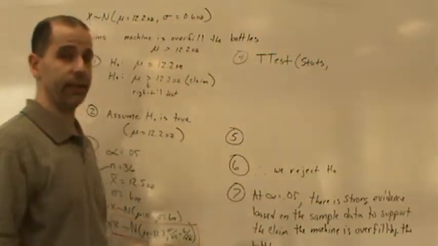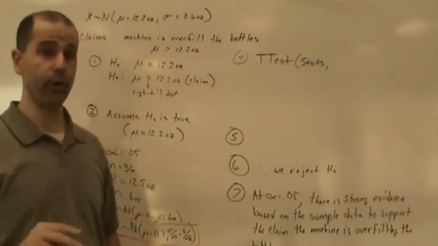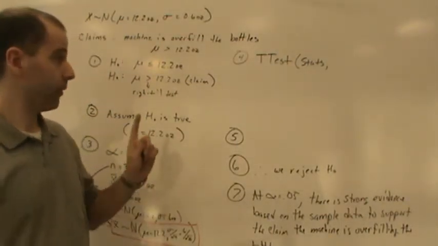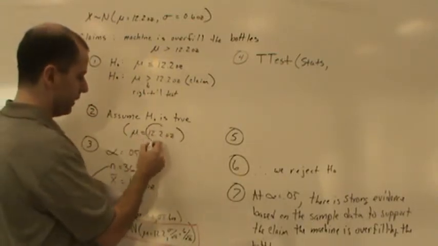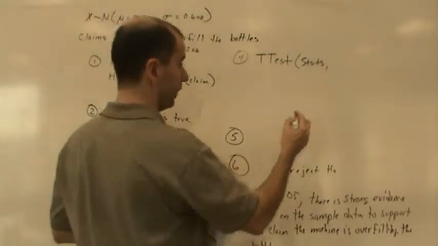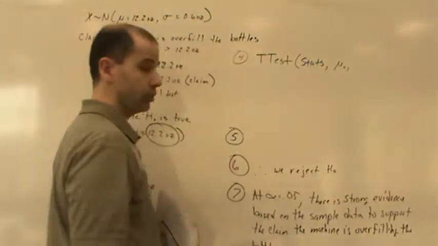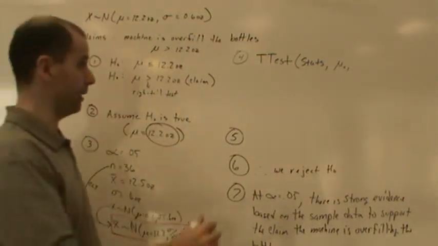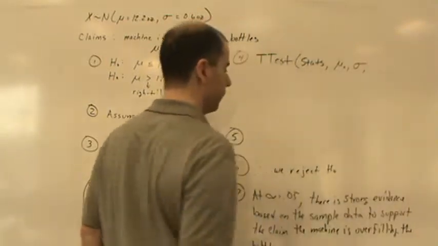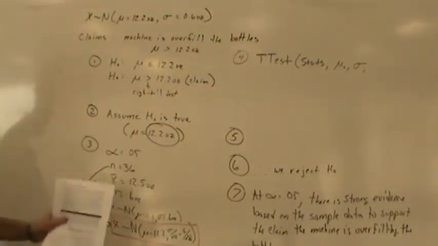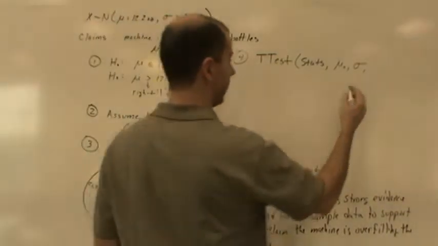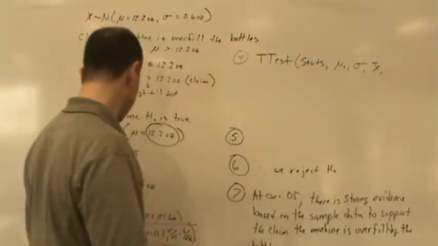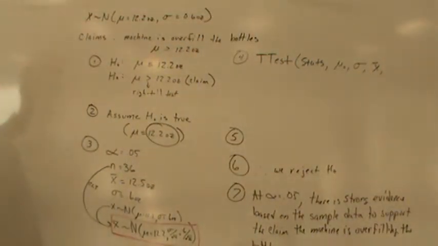The only other thing you need to do, and this is important, is make sure you put in the right numbers. The first thing it's going to ask you for is mu naught, mu sub 0. Well, what's mu sub 0? It's going to be this, the 12.2. You also need to tell the calculator what sigma is. You also need to tell the calculator what x bar is, and also n, the sample size.